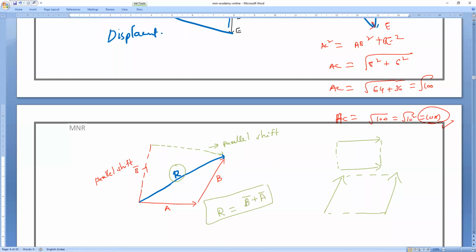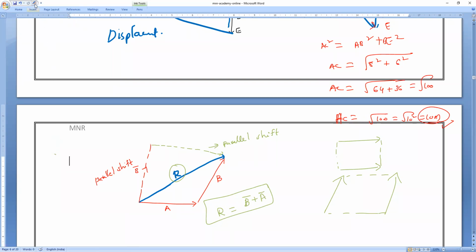If I do it, then I will get the resultant when they are not at right angles. Understood, everybody? If they are not at right angles, fine. But if it is a right angle, then there is no necessity of parallel shift. Yes or no? Clear, everybody?